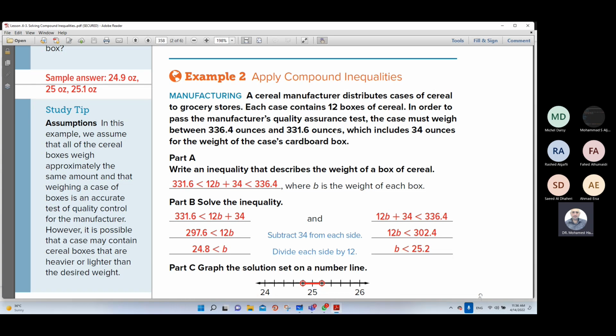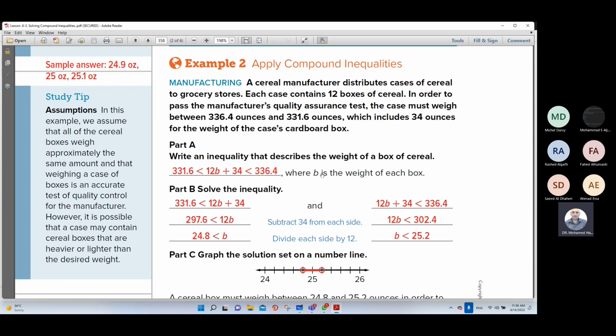Okay, now I have here a word problem, so I want to try to write a compound inequality. Write an inequality that describes the weight of a box of cereal. The boxes we will represent with B. I have 12, so 12B plus 34, including 34 ounces of the weight.